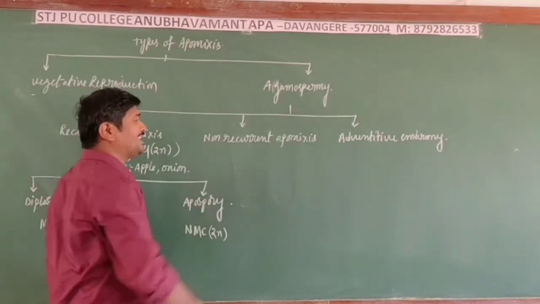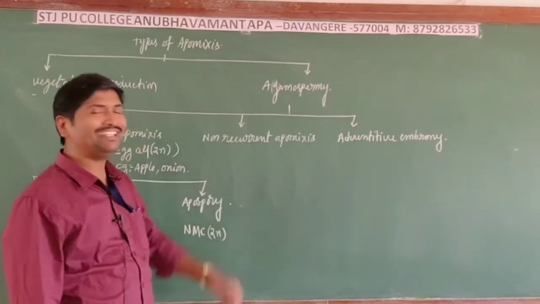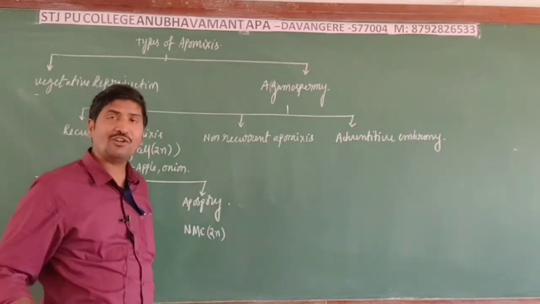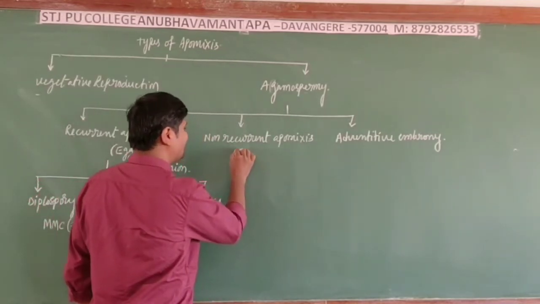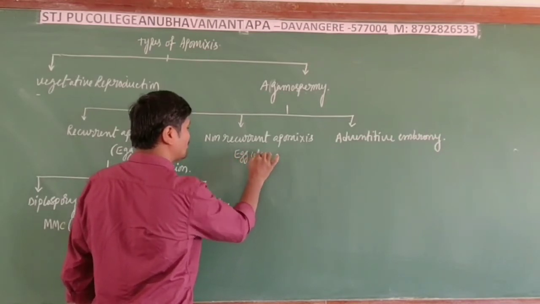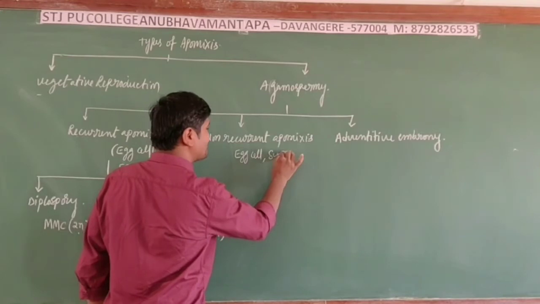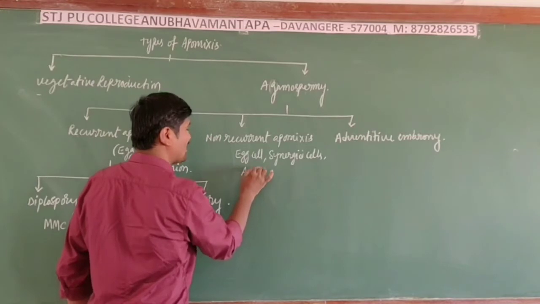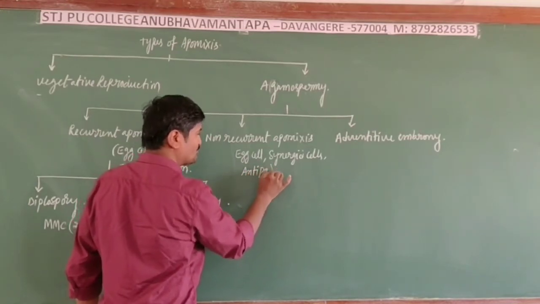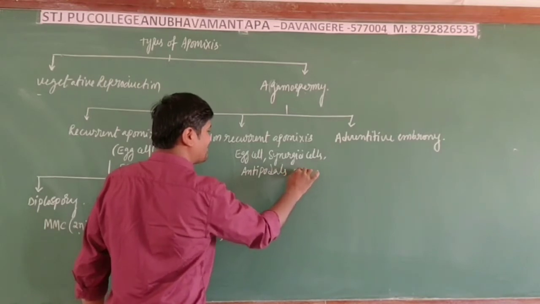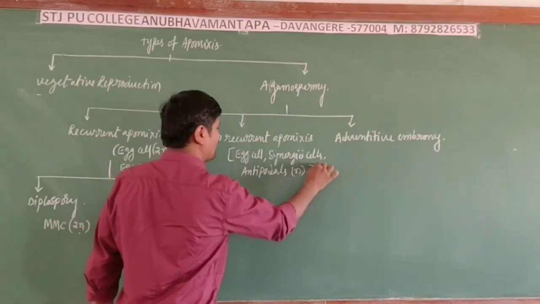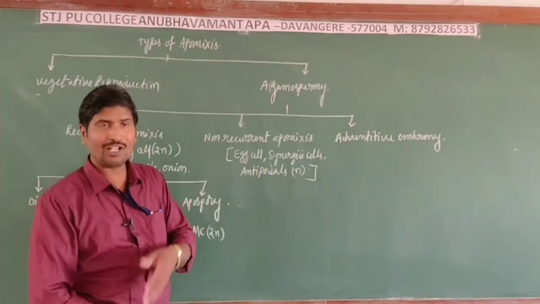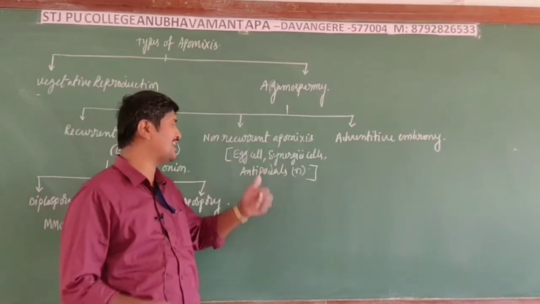Next, non-recurrent apomixis. Here the embryo is completely developed from haploid cells. What are the haploid cells in the structure of the embryo sac? One is the egg cell, synergid cells and antipodals. These cells are completely haploid. That's why here the embryo is developed from the haploid cells. What are the haploid cells here? Egg cell, synergid cells and antipodals.